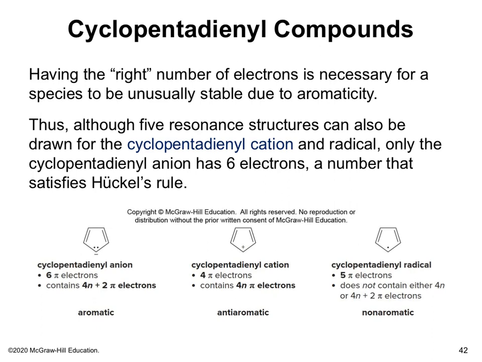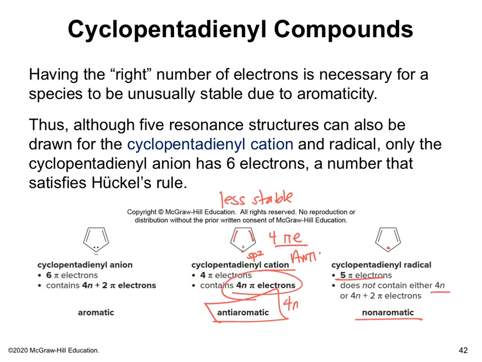Now what about the cyclopentadienyl cation? Well, you only have 4 pi electrons. And this carbon is a carbocation, so they're all sp2. But 4 pi electrons is anti-aromatic. So this is going to be less stable than a non-aromatic compound. And here you've got the radical, and you've got 5 electrons. That's just not aromatic because it doesn't contain the 4 pi electrons, nor does it contain the 4n plus 2.